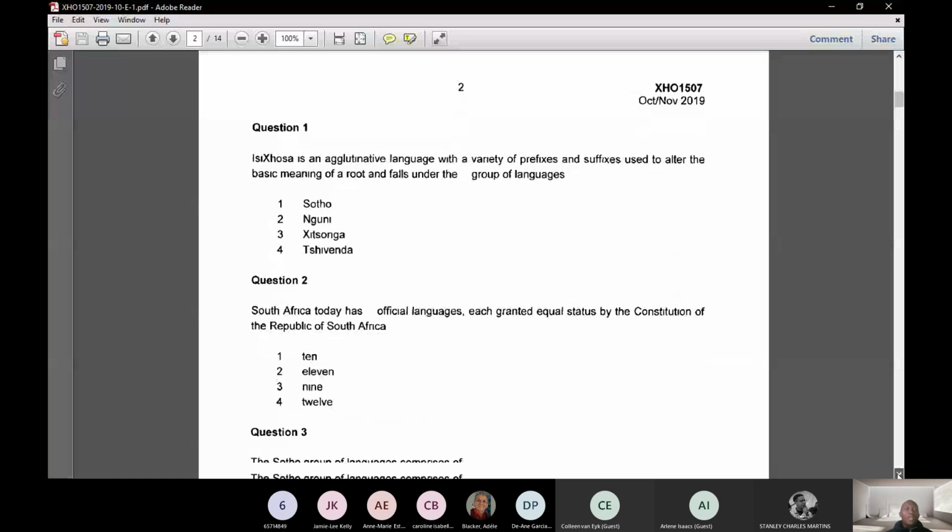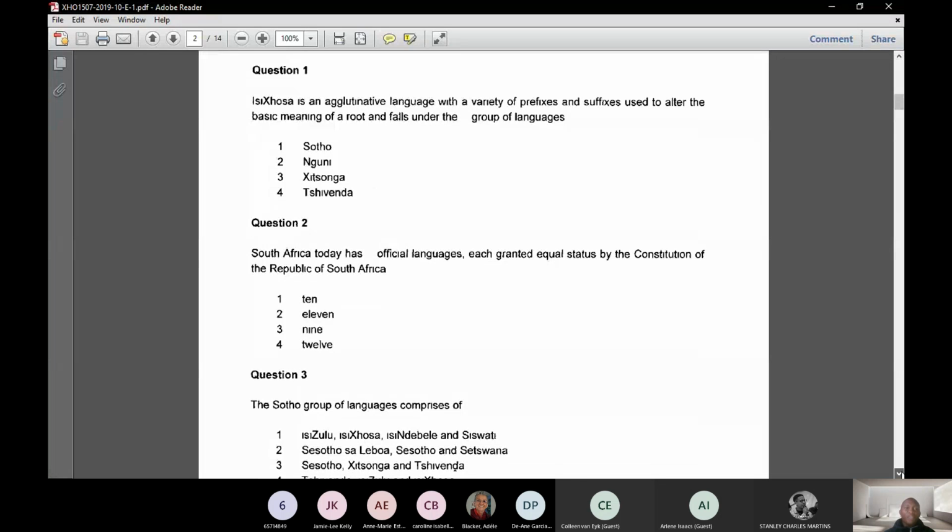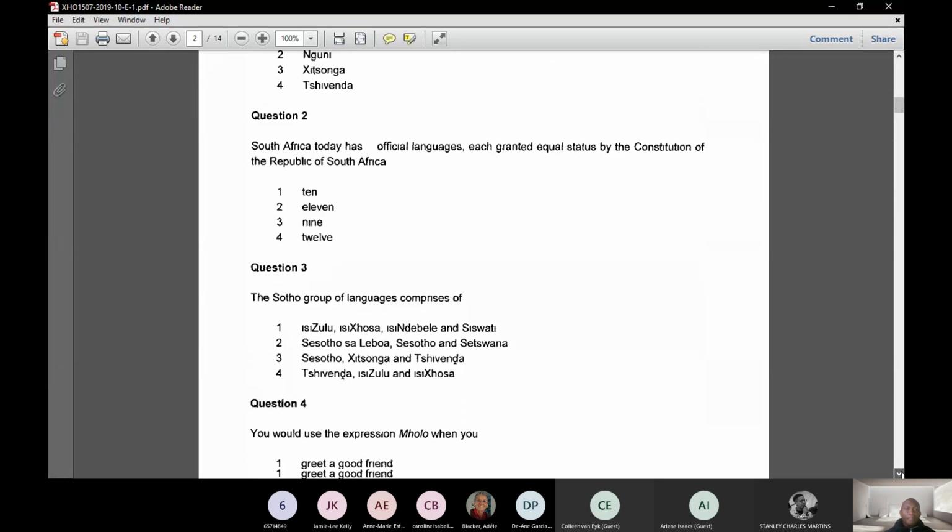So number one, isiXhosa is an agglutinative language with a variety of prefixes and suffixes used to alter the basic meaning of a root and falls under the dash group of languages. Number one, Sotho. Number two, Nguni. Number three, Xitsonga. Number four, Tshivenda. Number two is correct. It's part of the Nguni languages.